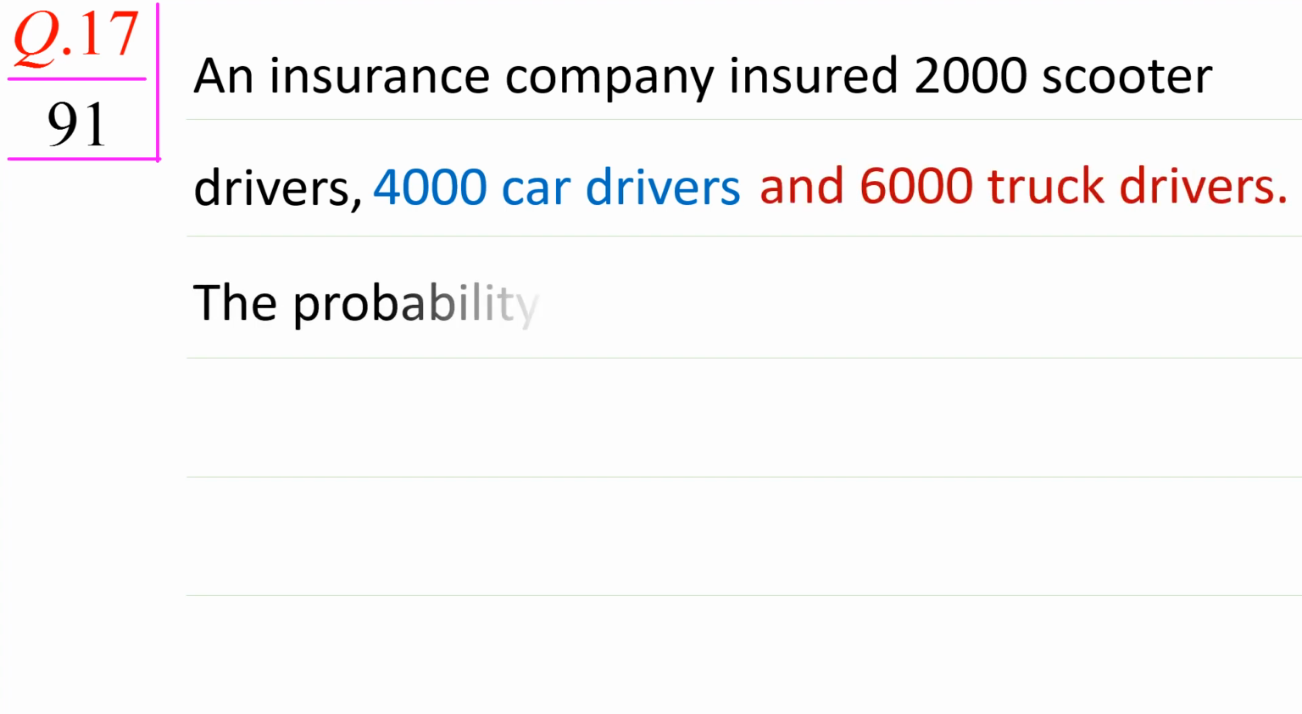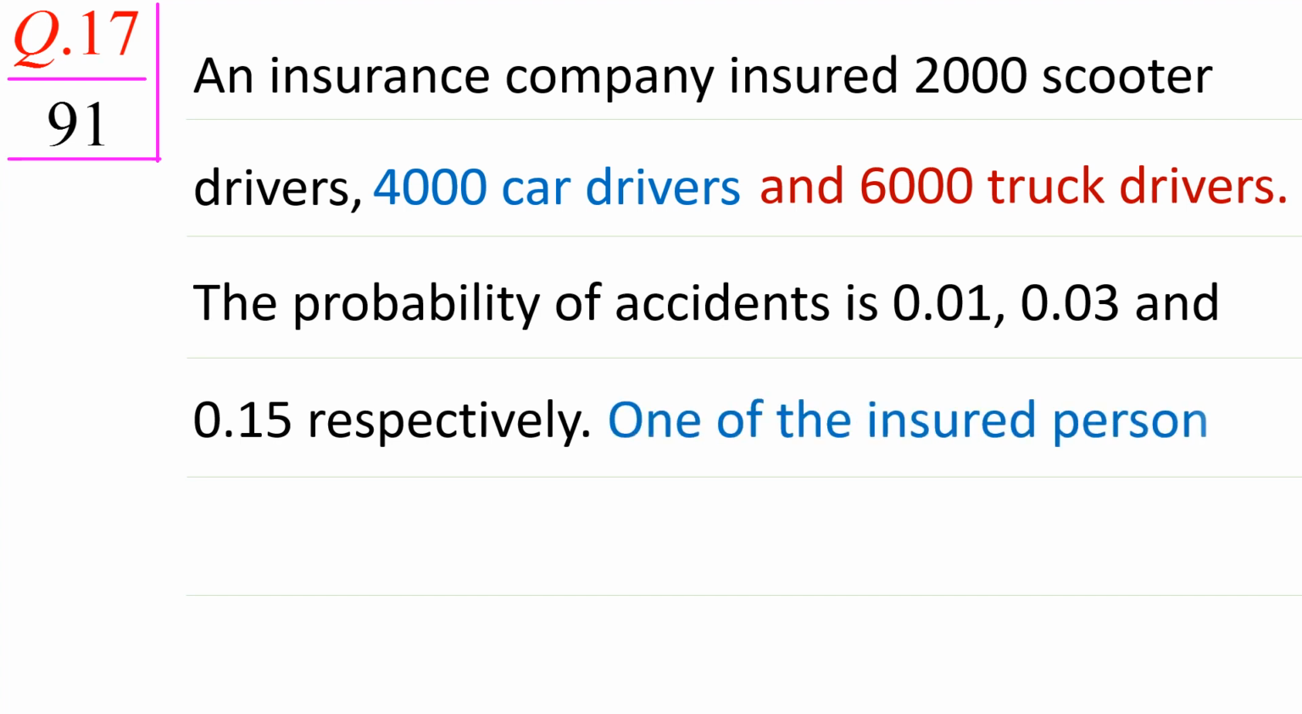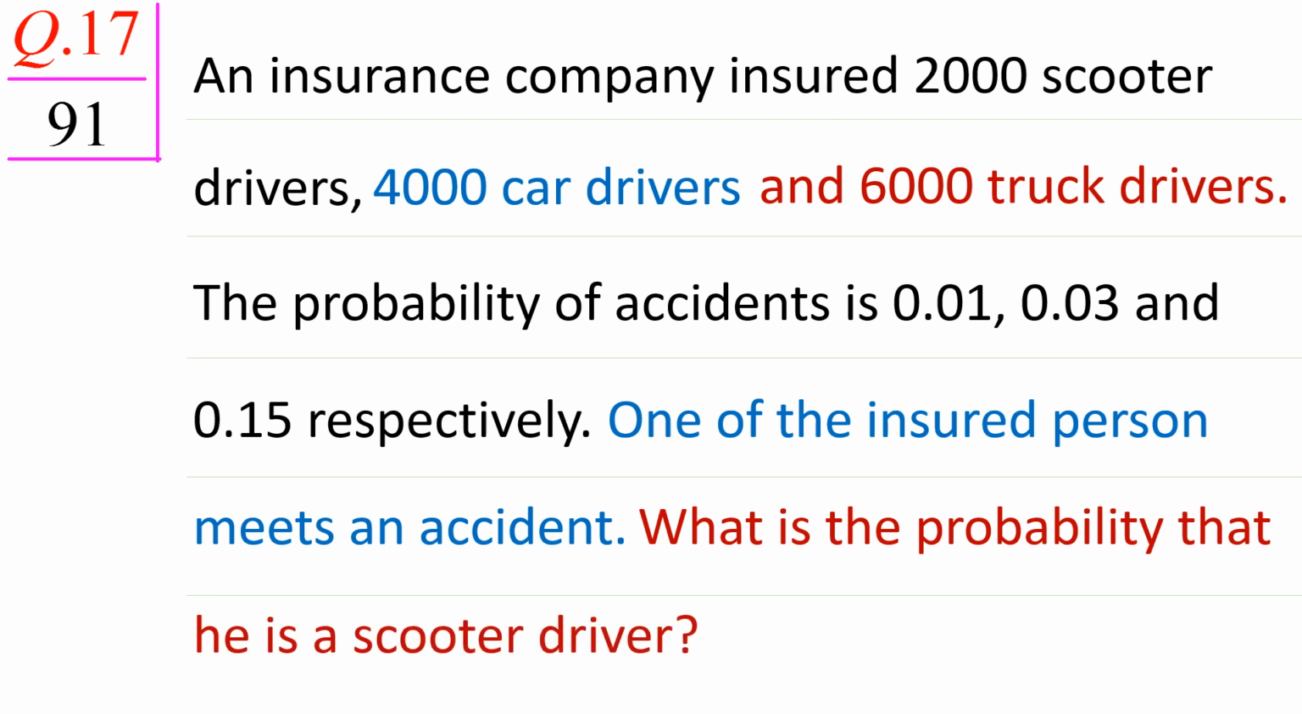An insurance company insured 2000 scooter drivers, 4000 car drivers and 6000 truck drivers. The probability of accident is 0.01, 0.03 and 0.15 respectively. One of the insured person meets an accident. What is the probability that he is a scooter driver? So the question has already been explained and therefore we are moving ahead.